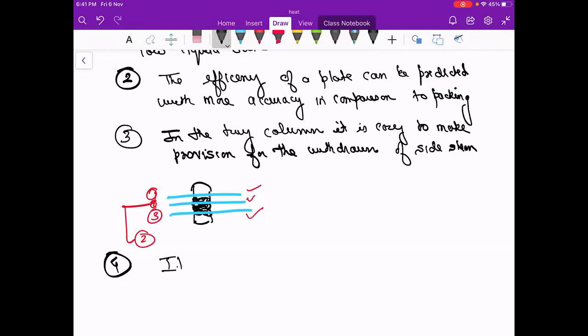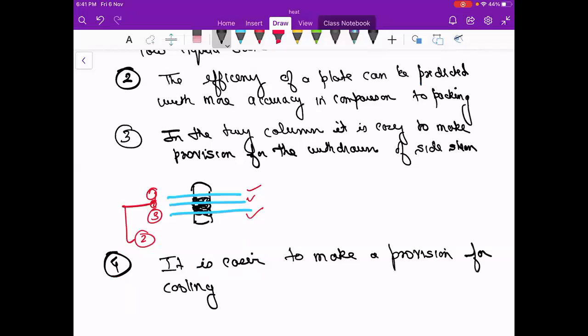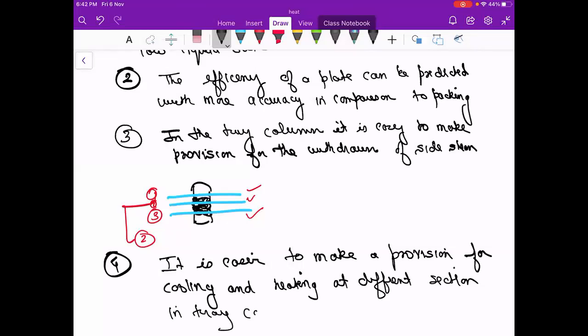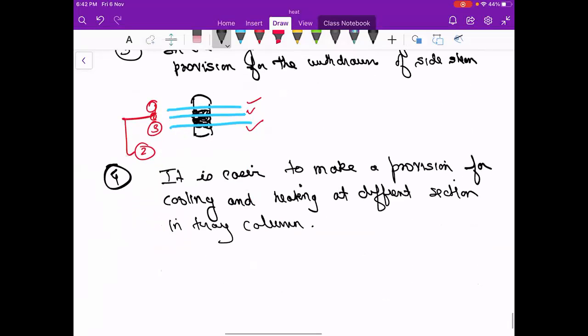It is easier to make a provision for cooling and heating at different sections in the tray column. Basically each tray can be kept at a different temperature. So that is the benefit of tray, it is easier to make provision for cooling and heating.